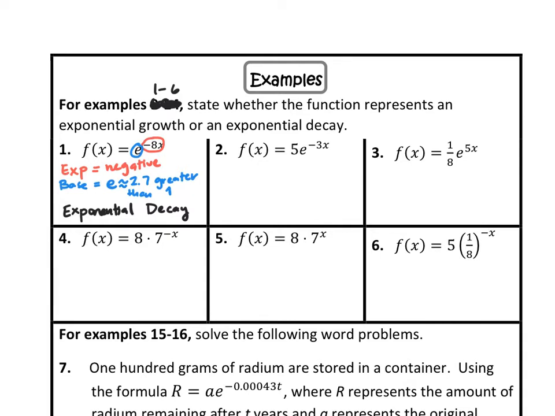Example 2. I notice that the exponent is negative. The base, on the other hand, the base is e, which is greater than 1.